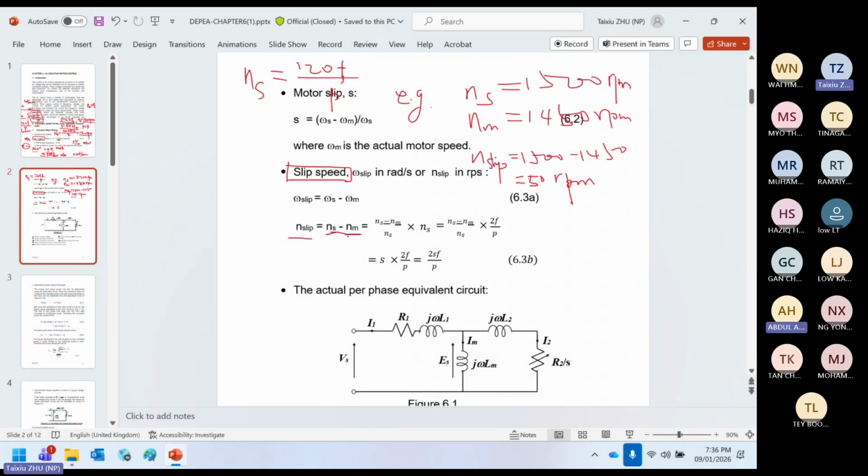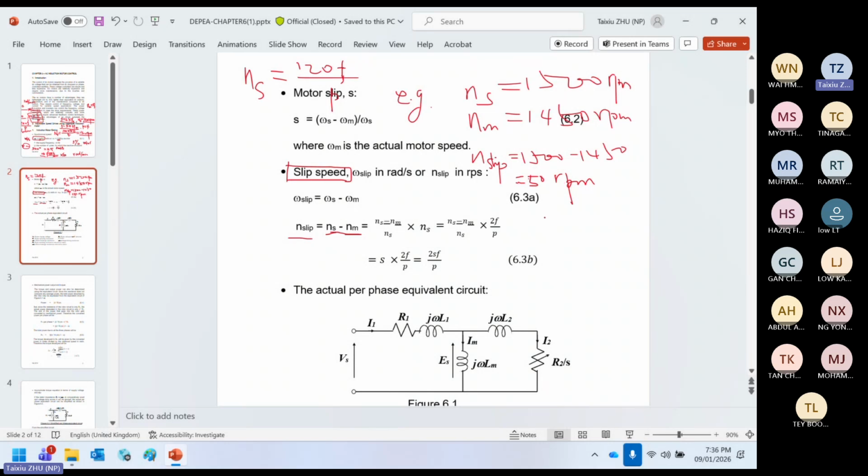One way or another, we must know the motor speed, then I can calculate the slip speed. Or if you give me the slip speed, I can find the motor speed. For this one, I know the synchronous speed, I also know the motor speed, I can quickly do a minus and get the difference, the slip speed.